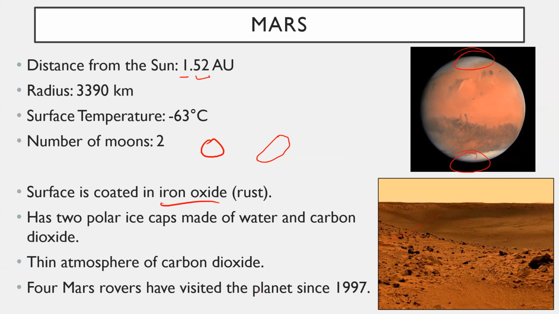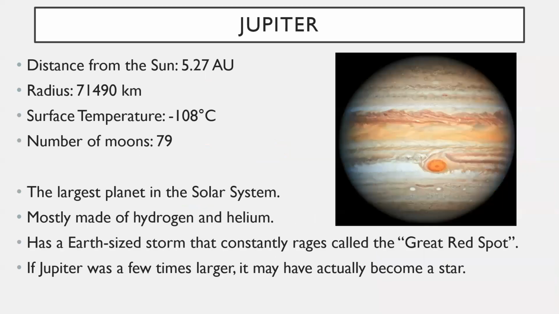Now, 4 Mars rovers have visited the planet since 1997. That might actually be updated. I think there's been a couple other rovers. There was one not too long ago, so it might actually be more than 4. But still, several rovers have visited Mars, and I think a reason for that is the surface conditions on Mars are a lot easier for us to deal with than, for instance, Venus. And I think Mercury isn't exactly that interesting, but hey, maybe they'll put a rover on Mercury someday. Who knows?